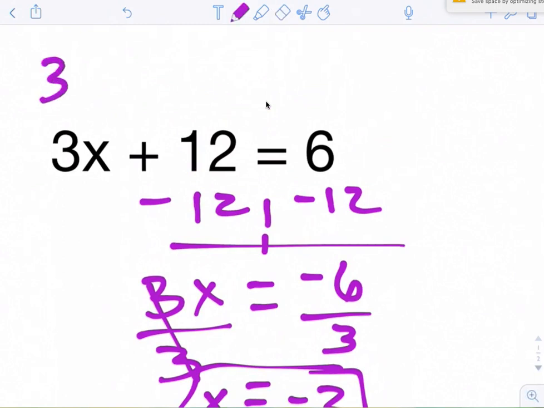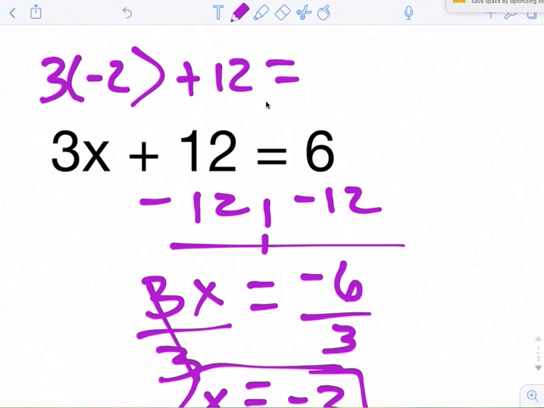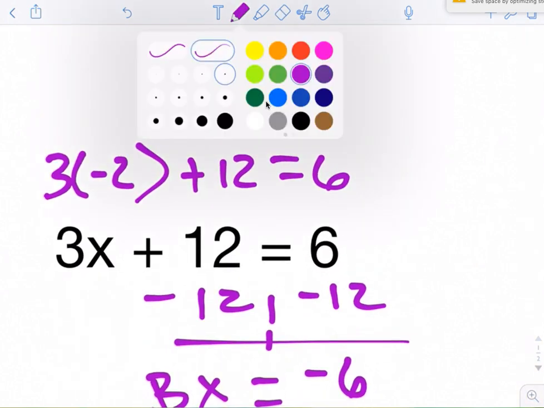So 3 times negative 2 plus 12, would that equal 6? Well, whoops, would that equal 6? Let's check it out. And this is a big number.